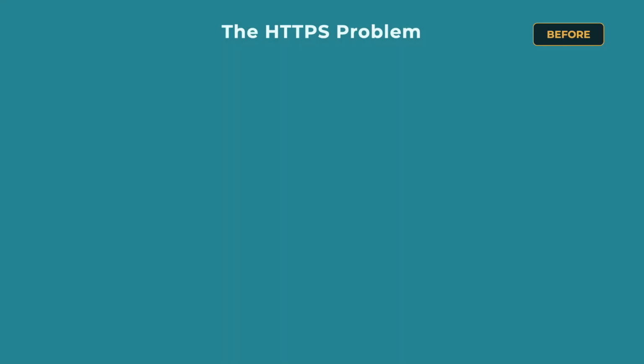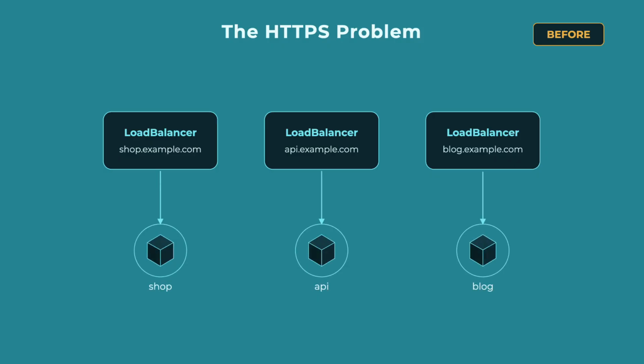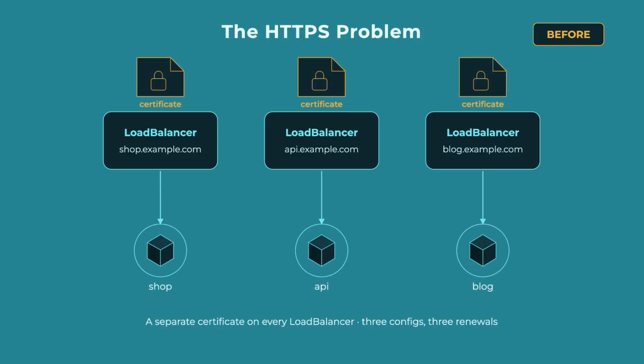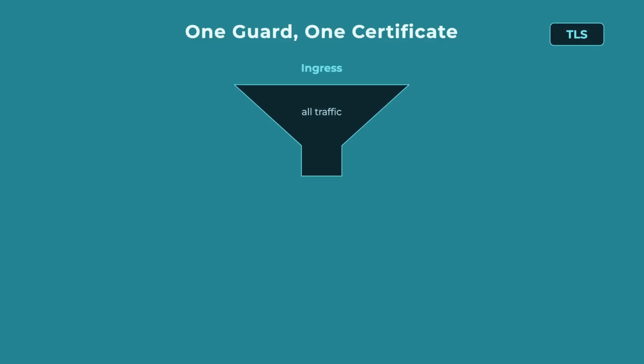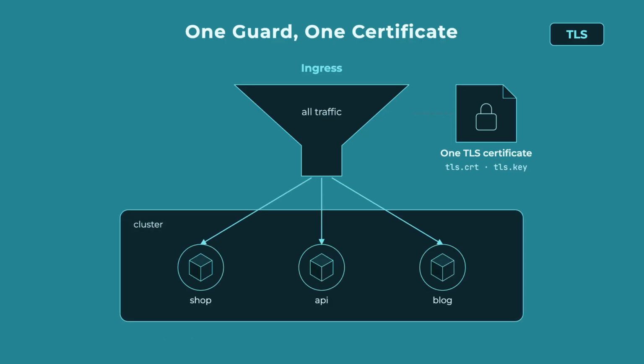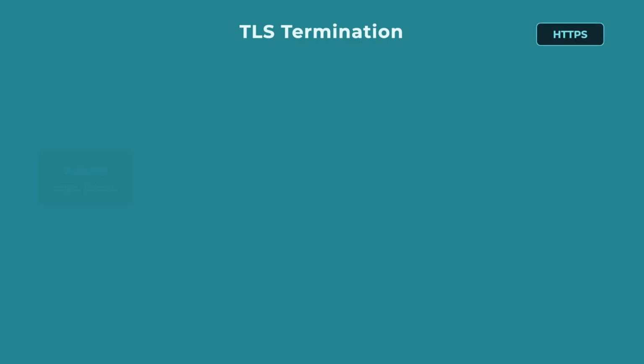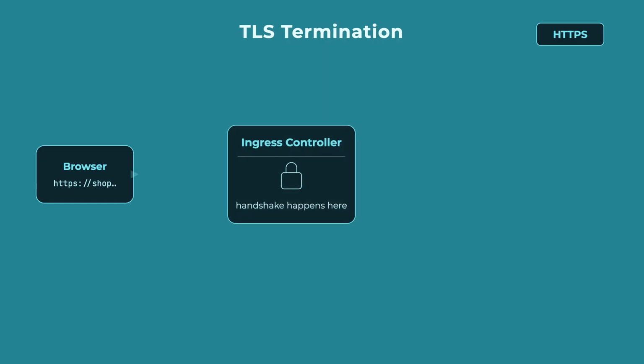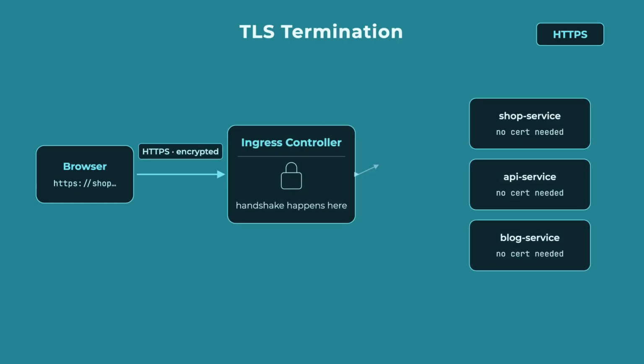Now remember the HTTPS problem that we discussed at the start, a separate certificate on every load balancer? Yeah, Ingress fixes that too, because all traffic now enters through one guard. You configure your SSL certificate in one place, and that is on the Ingress. The Ingress controller handles the HTTPS handshake for every app behind it. This is called TLS termination. One certificate, one place, protecting every app in the cluster.